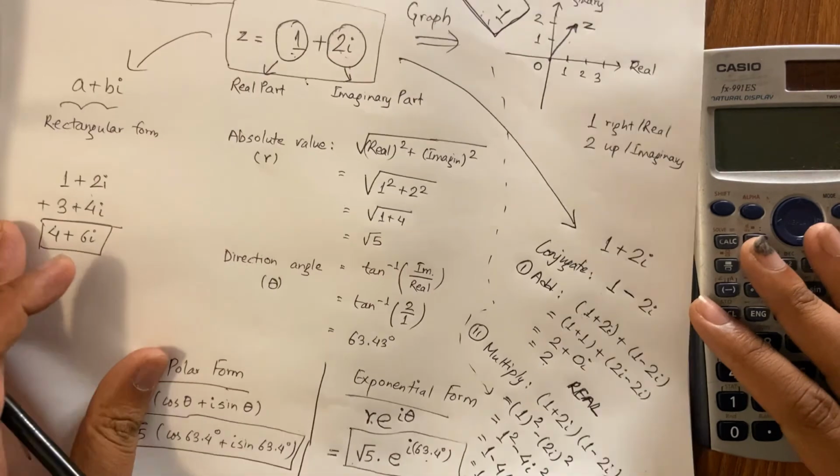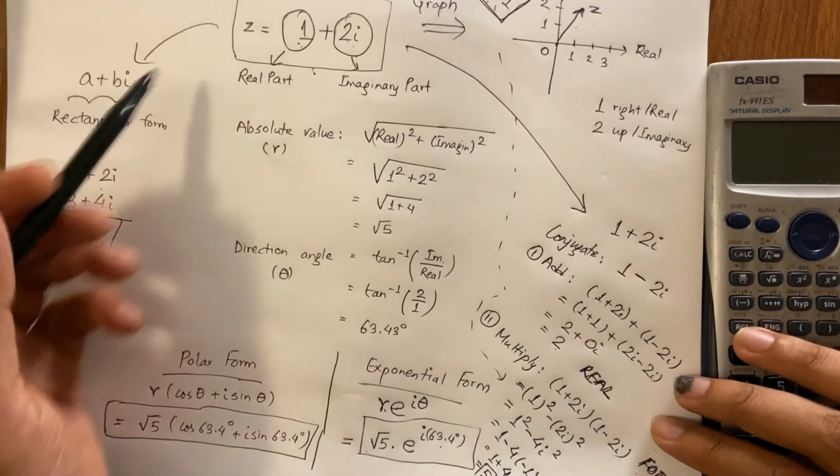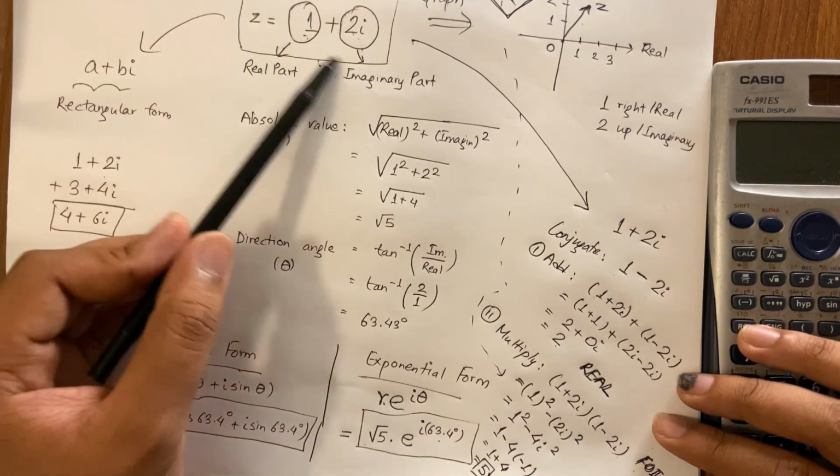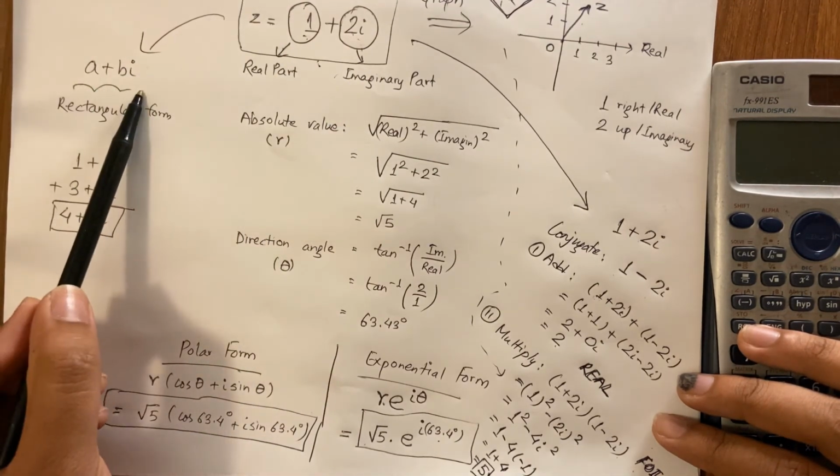So to give you guys a quick refresher of what we've done here so far. We started with the complex number 1 plus 2i. The real part was 1. The imaginary part was 2. It was in rectangular form, a plus bi.